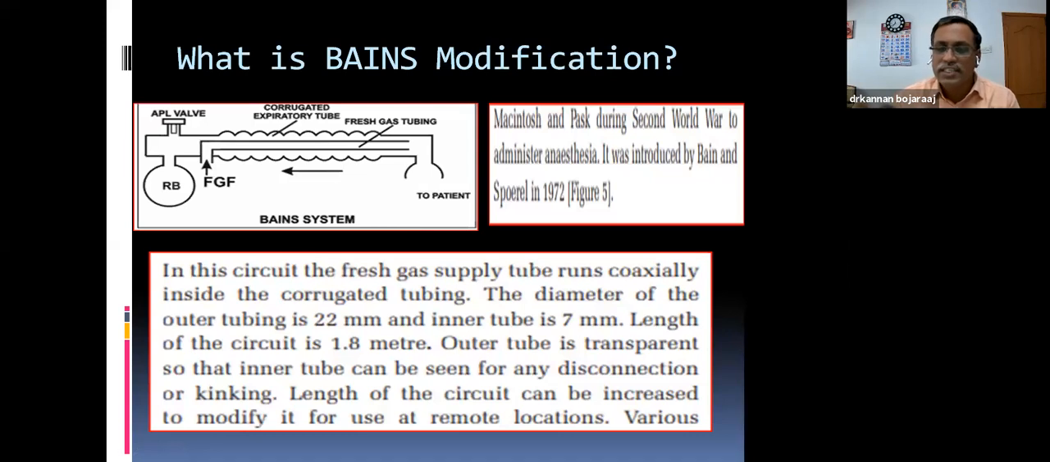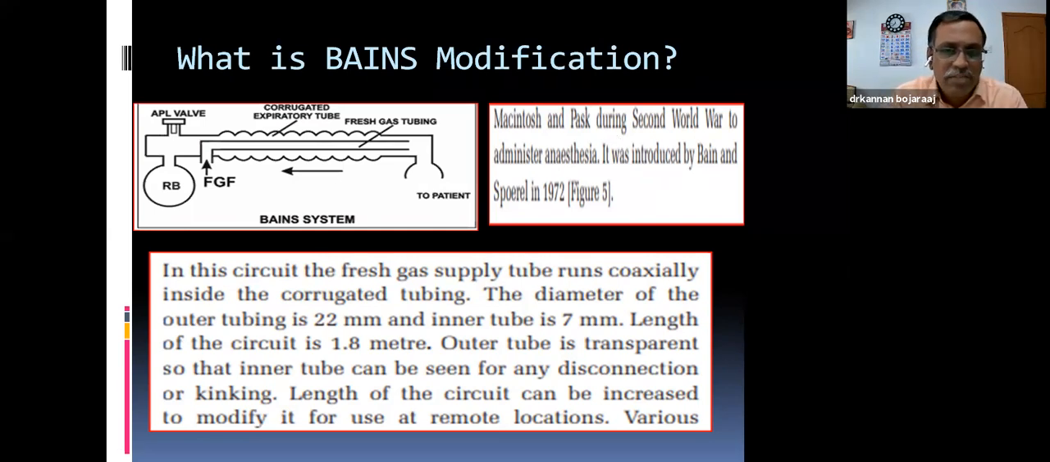What do you mean by the coaxial arrangement? It is a tube within a tube, which I have already told. That was explained in the Lack system in the previous session. And that is the arrangement. There is a coaxial arrangement done in Mapleson D, and that is called the Bain modification. Why this? Who did this? McIntosh and Mushin administered anesthesia during the Second World War. It was introduced by Bain and Spoerel in 1972.